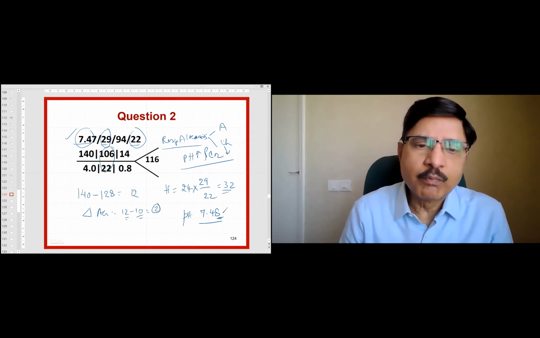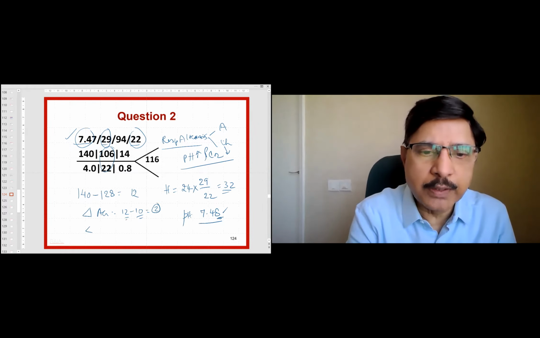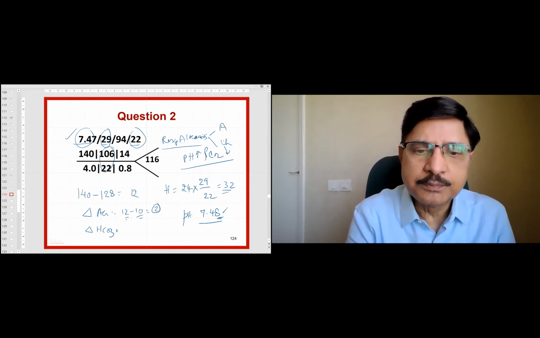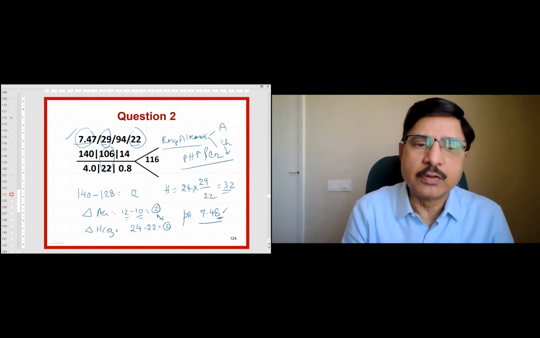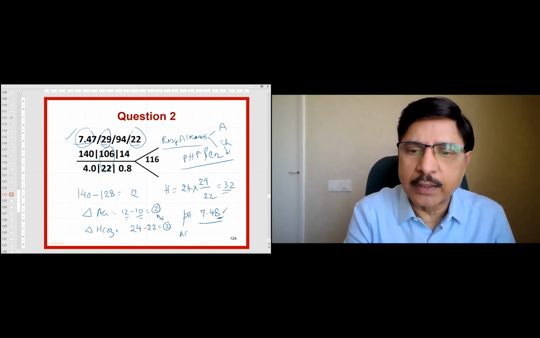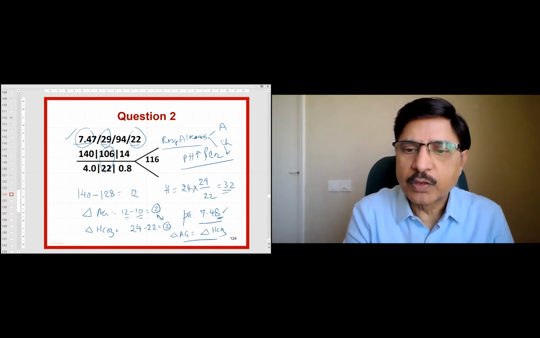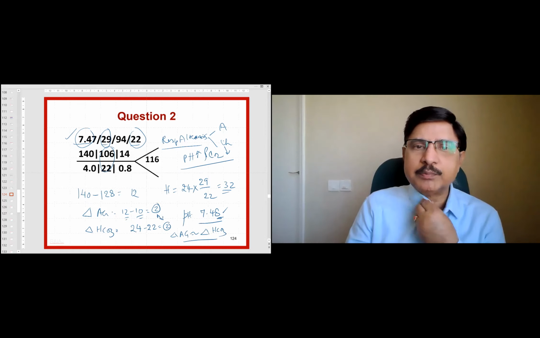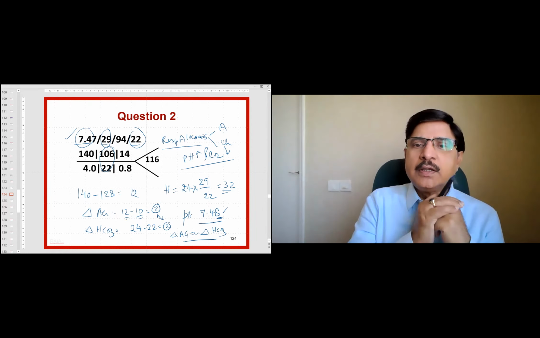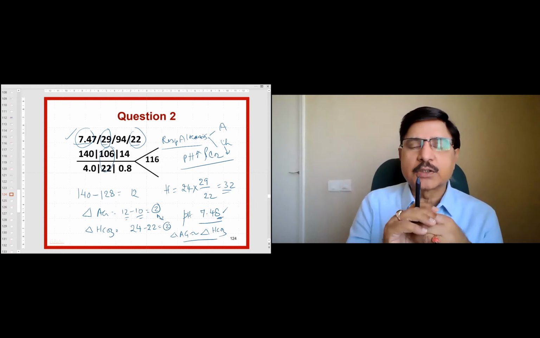What is the delta bicarbonate? Bicarbonate expected is 24. What observed is 22. 2, sir. So that is tally. So the delta anion gap is equal to delta HCO3. Almost the same. If that is the case, we are not dealing with any sort of metabolic problem. It's a respiratory problem. Now the question is, is the compensation appropriate? That is the next question.